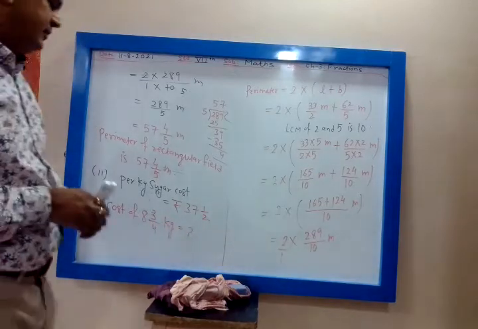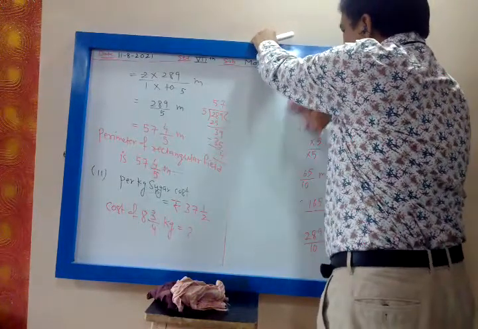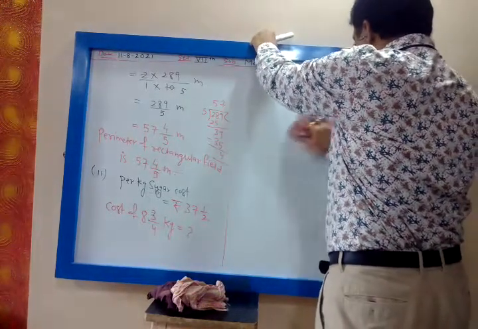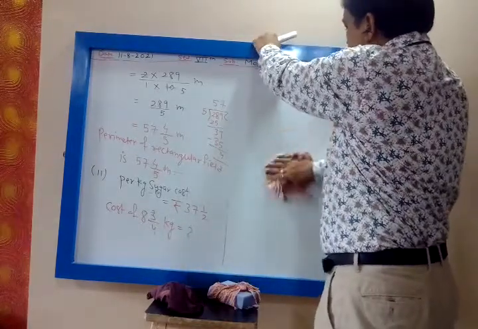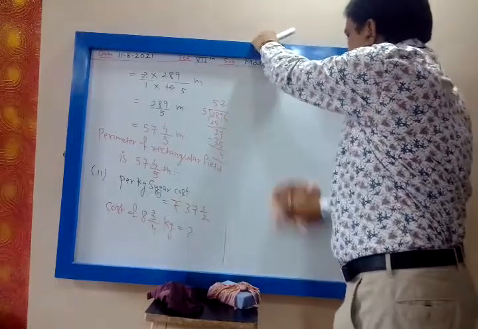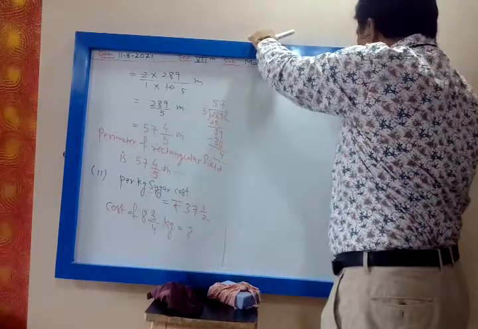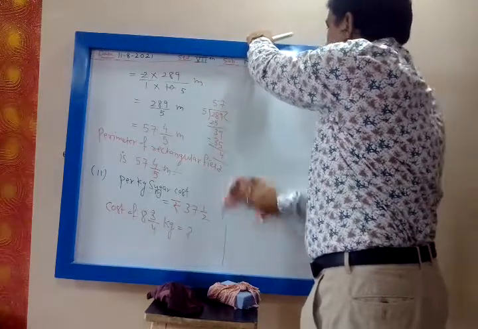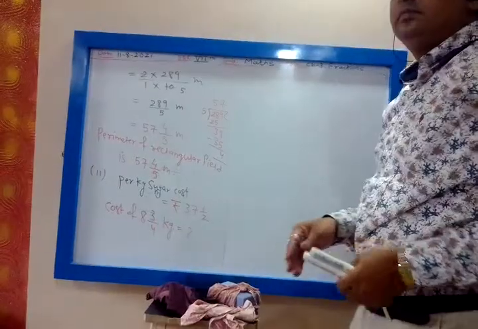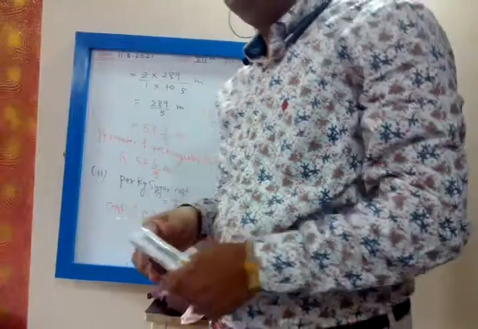So we will multiply cost of 1 kg with the number of kg. So multiply cost of 1 kg with the number of kg. So multiply and tell me the answer. Yes, multiply and tell me the answer. Now it is clear now.